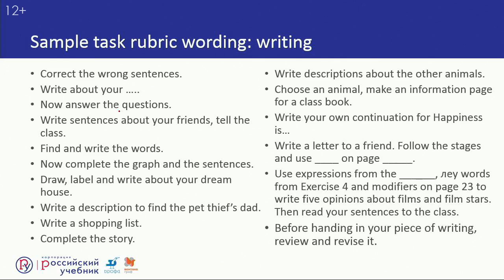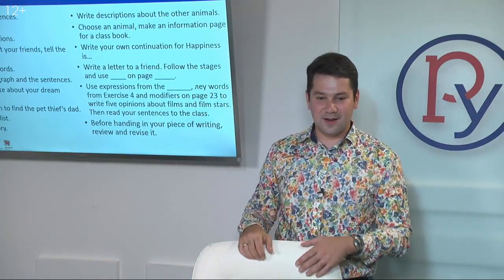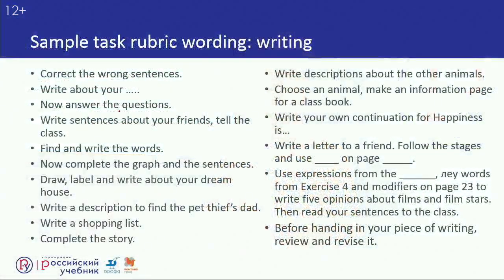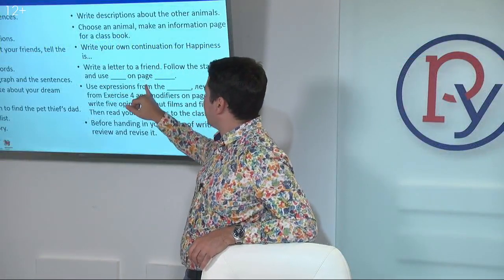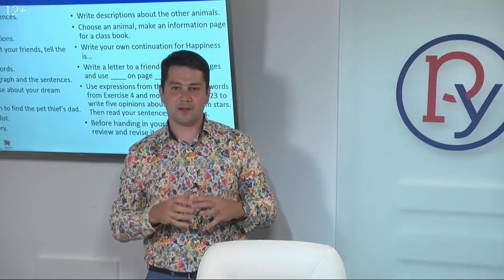Find and write the words, complete the graph and the sentences, draw, label and write about your dream house. Label in here is another word that we found was underused. Write a description to find the pet thief's dad. Write a shopping list, complete the story. Write descriptions about the other animals. Choose an animal, make an information page for a class book. Right, make is another word that is very often used in task rubrics for writing.